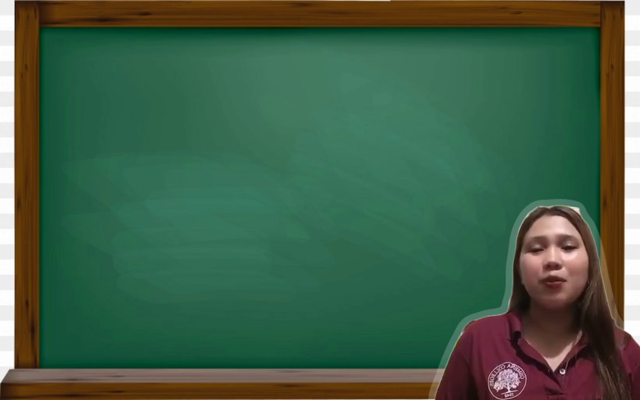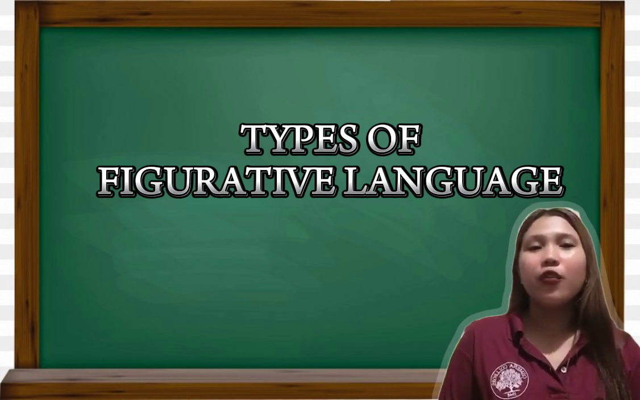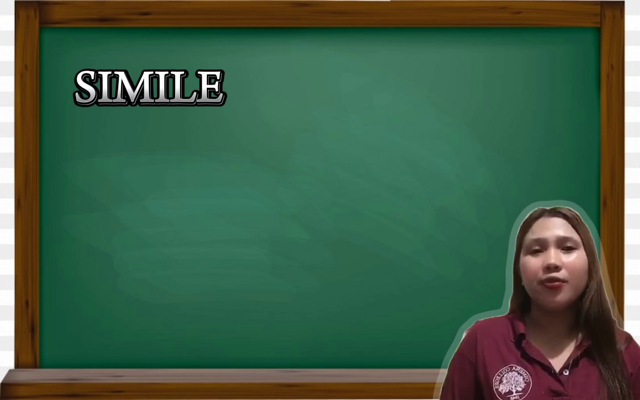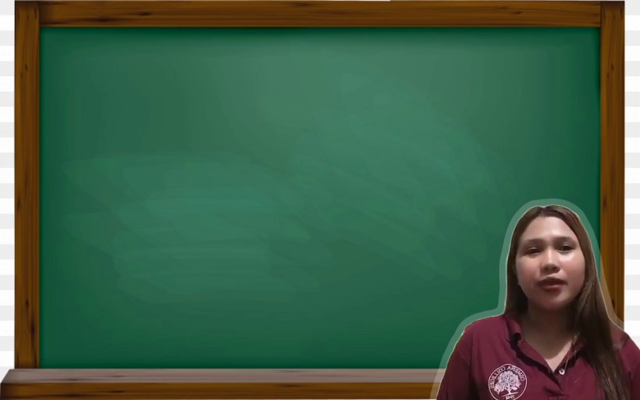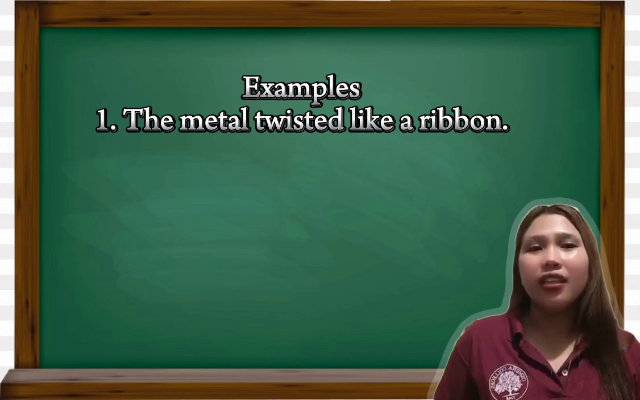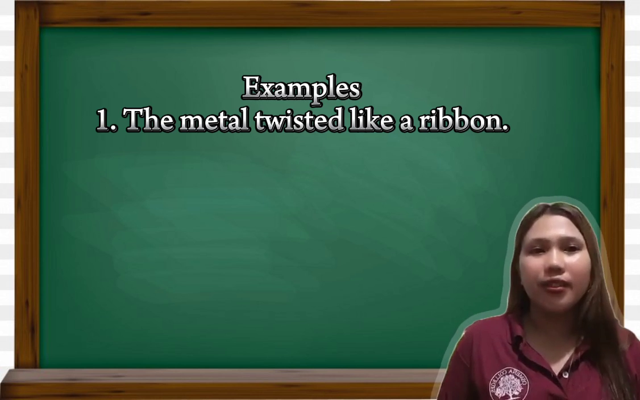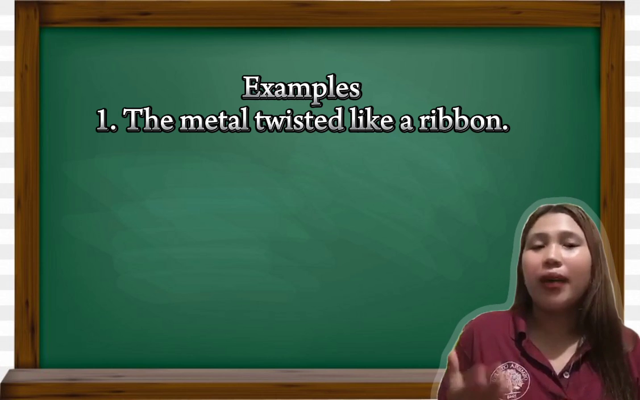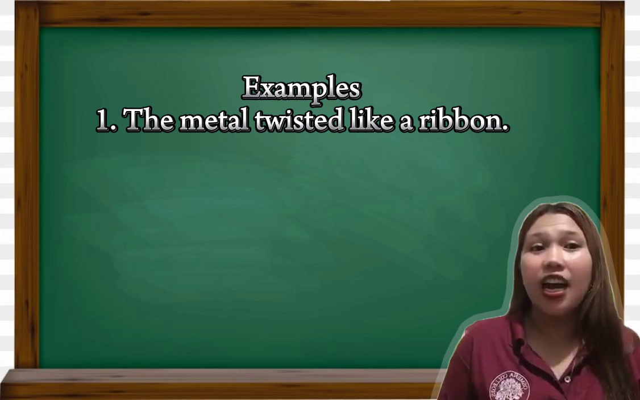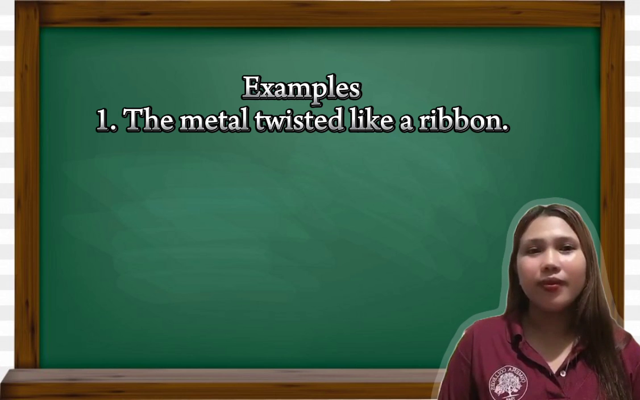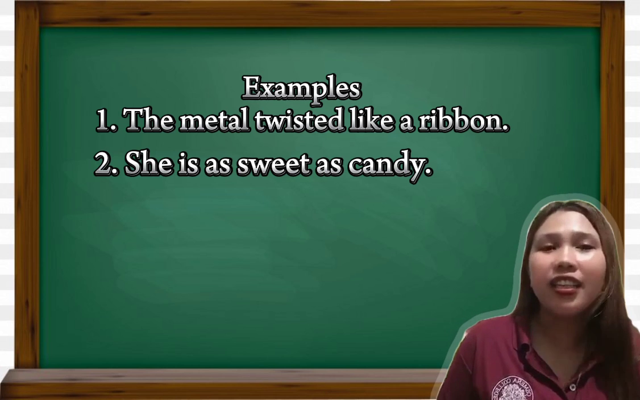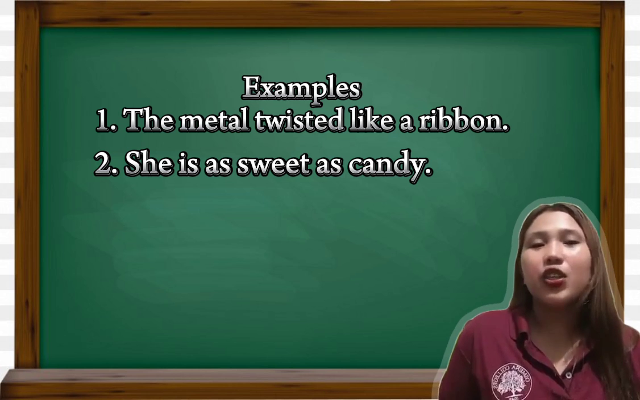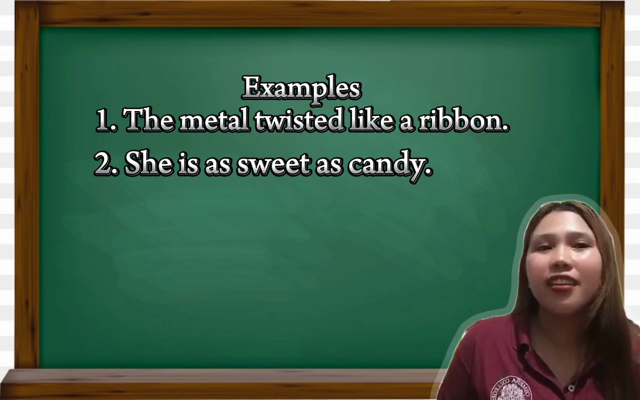Let's proceed to the types of figurative language. The first one, we have simile. When we say simile, it is a comparison of two things using like or as. For example, the metal twisted like a ribbon. Another example, she is as sweet as candy.